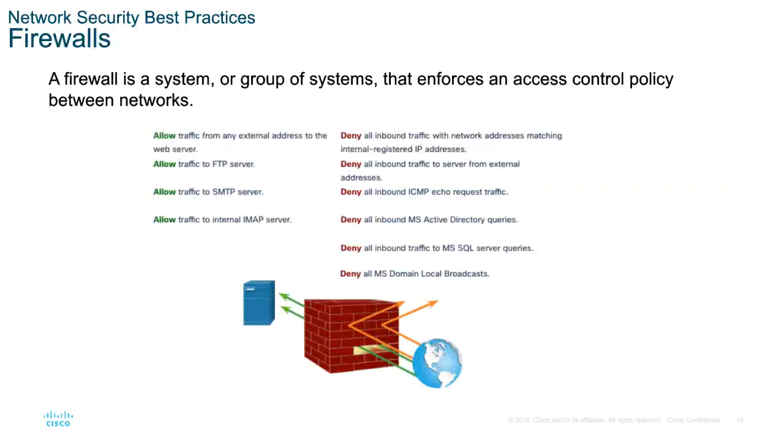In here we have a set of statements that allows traffic from the external addresses to the web server. It allows FTP to the server, SMTP to the server, and traffic to the IMAP server. So it basically denies everything else. So the rule of thumb for security devices like this is deny everything and then open the doors for the things you want to allow, as a general rule of thumb.